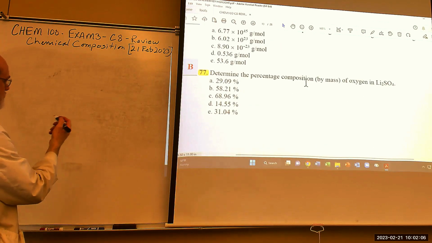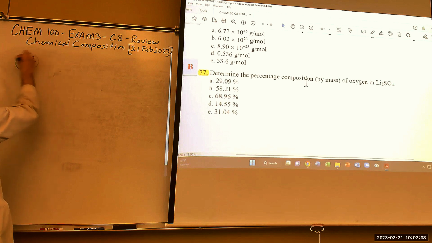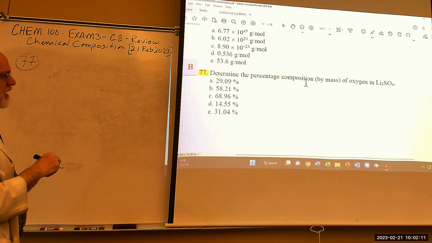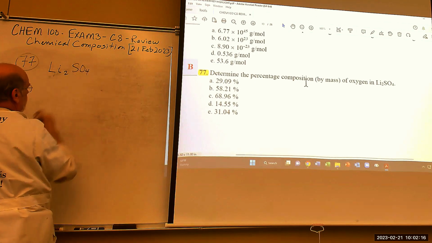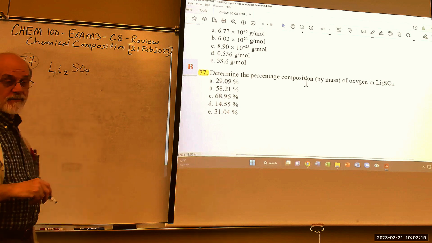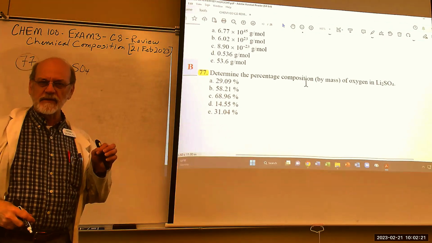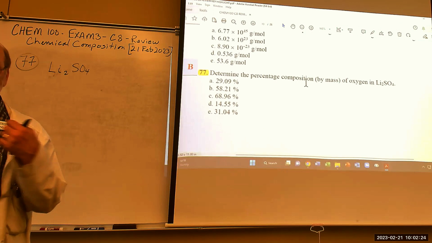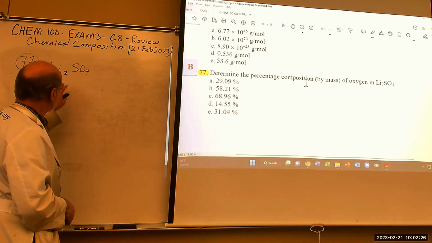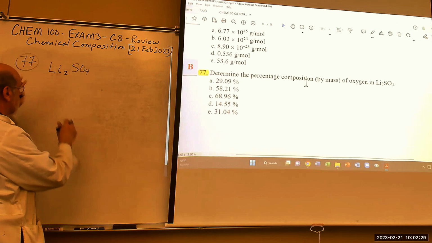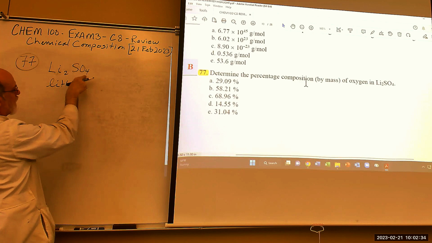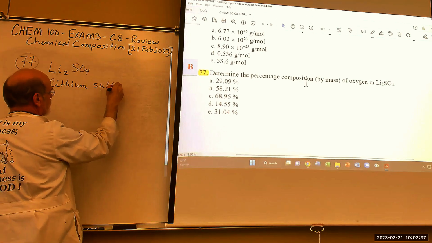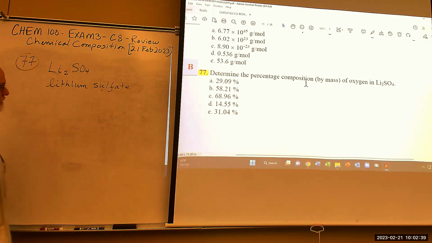Right, 77. What's percentage composition by mass of oxygen in this compound? How would we name that? Well, what type of compound is it? Where's the lithium come from? Lithium is an alkaline metal, so it's a +1, it's a fixed charge. So it's a type 1 compound. We would just say lithium, and then the polyatomic ion, sulfate. That's it. Done. Oh, we haven't answered the question yet, though.